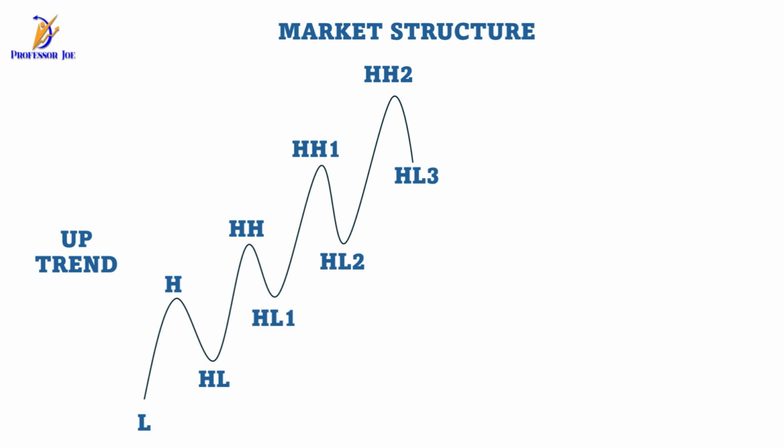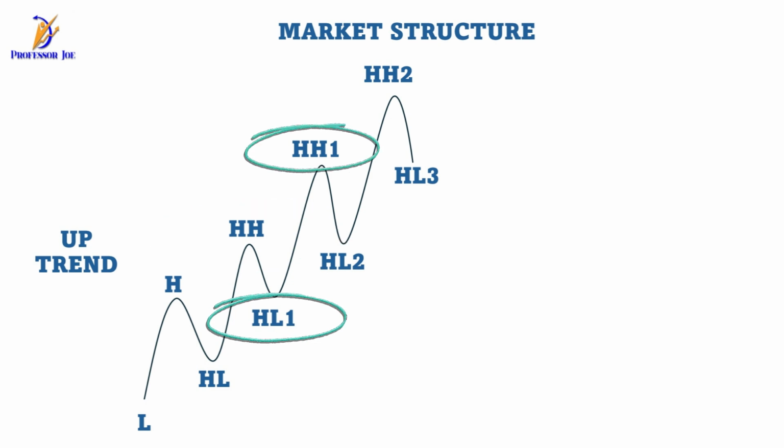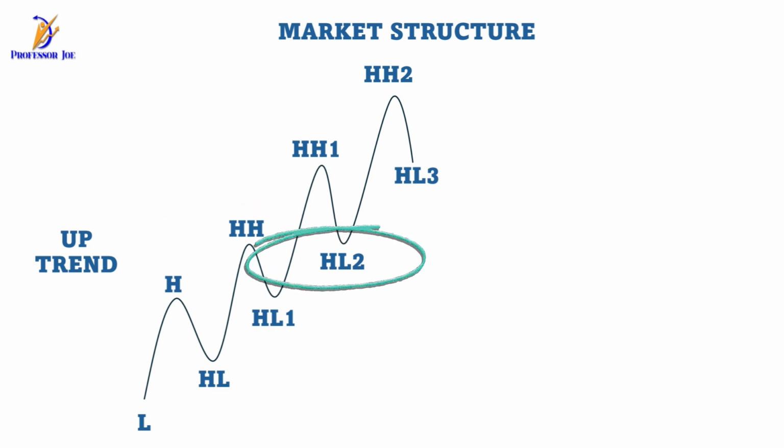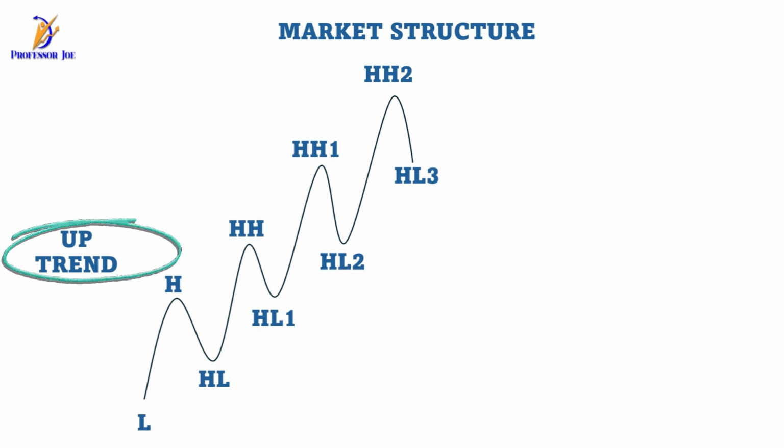In an uptrend market structure, there is a low, then there is a high, then there is a higher low, then there is a higher high, there's a higher low 1, then there is a higher high 1, and then there's a higher low 2, then there's a higher high 2, and then there is a higher low 3. Now this will continue if the uptrend is very strong.